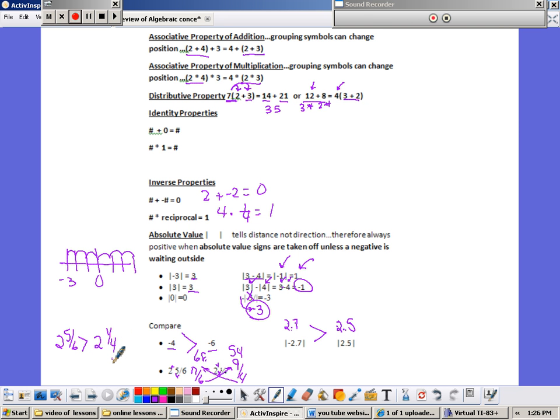You might have just been able to look at that. They both had 2's. 5/6 is bigger than 1/4. But just reviewing.